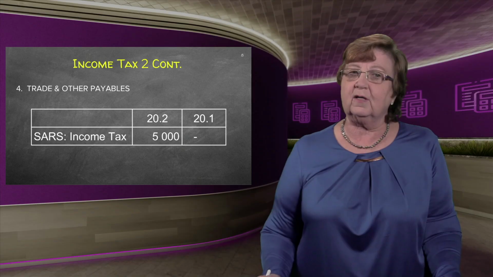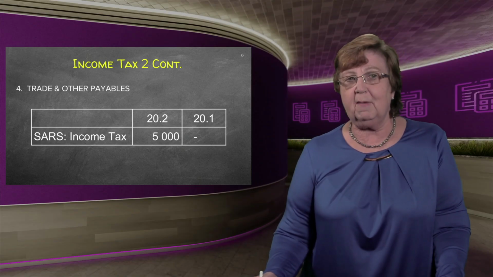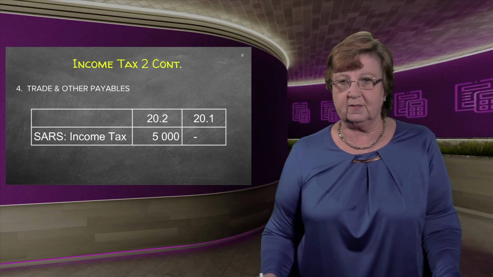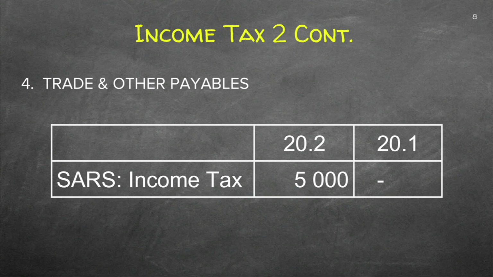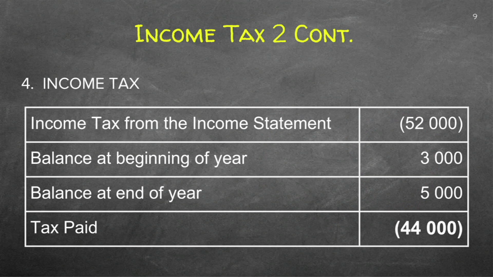So let's have a look and see what that would look like in my note, trade and other payables. Right, in 21, we didn't owe SARS anything. Why? Because we had overpaid them. So now, this year, the end of the year, we owe them 5,000 Rand. We now need to show this in our note, income tax. So let's have a look.